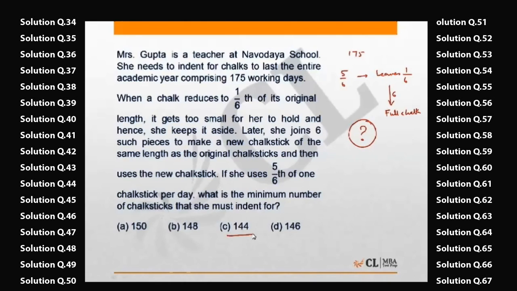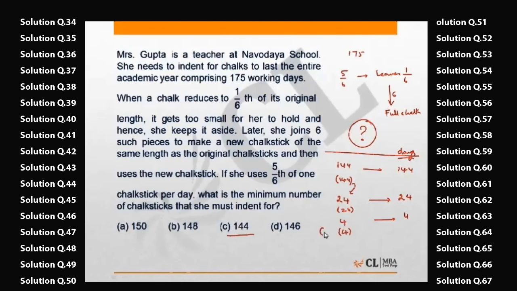Now, in this question, let me start with a number that is divisible by 6. So suppose she had ordered 144 chalks. She would have used them for 144 days. She would have got 144 pieces, which would have ended up becoming 24 full chalks, which she would have used for 24 days. She would have got 24 pieces, that would have become 4 full chalks, and she would have used for 4 days. She is left with 4 small chalks now.